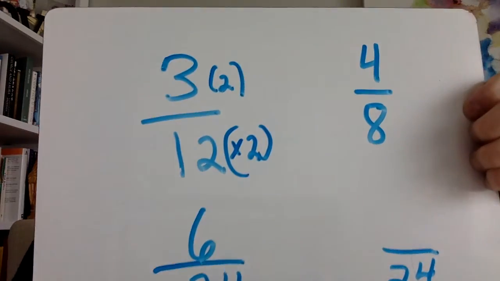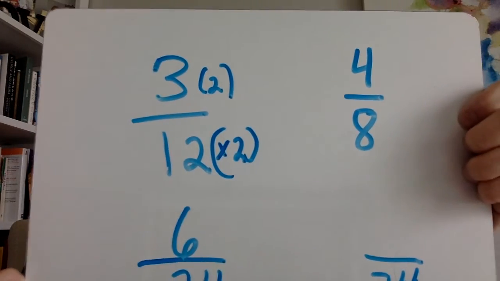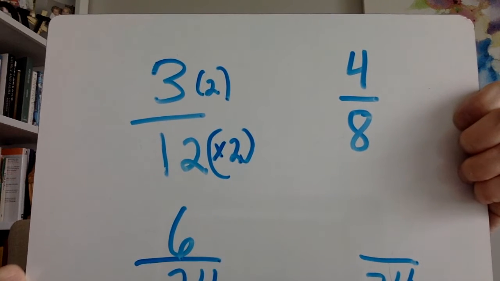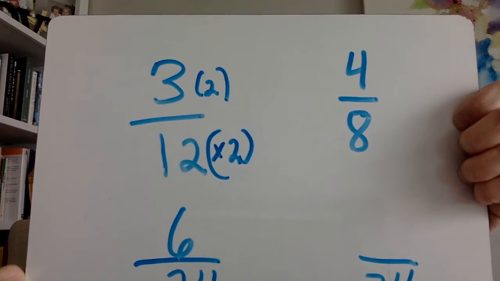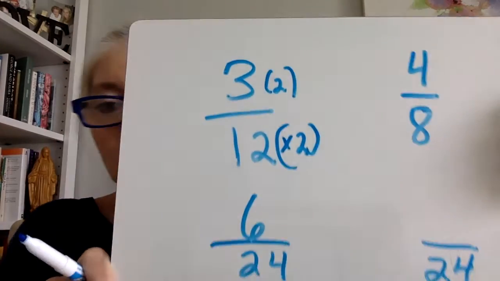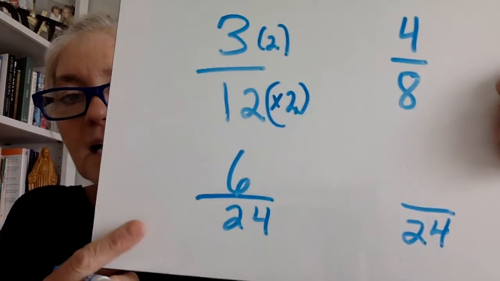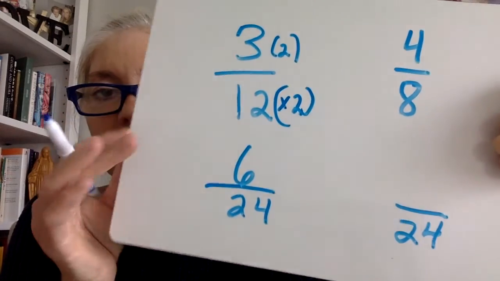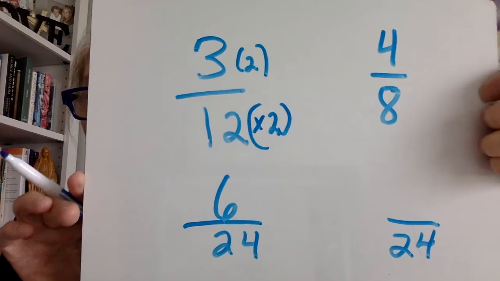So my new fraction for 3/12 is exactly the same fraction as 6/24. They're the same thing. It's the same amount of pizza. 3/12 pizza is exactly the same as 6/24 pizza. But the reason we're doing this is because we're getting the denominators to be the same so that you can do some comparing, and it's way easier to compare.